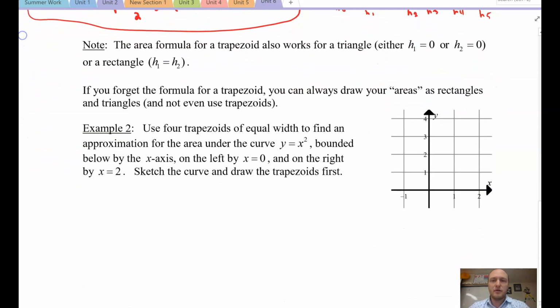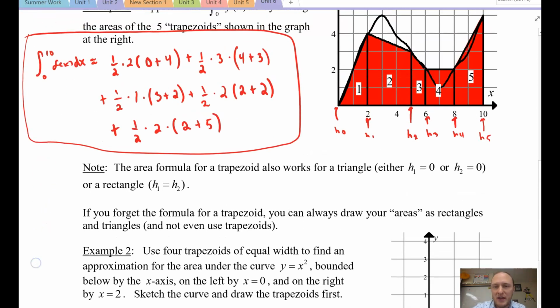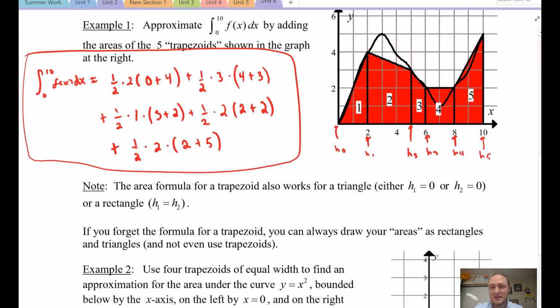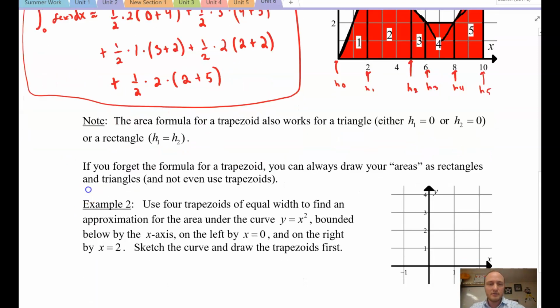Note the area formula for a trapezoid also works for a triangle, and I used that here. Height sub 0 here, I identified as 0. And it also works for a rectangle, where the heights are exactly the same. So if you forget the formula for a triangle, you can always draw your areas as rectangles and triangles. So if you're stuck and you don't know how to calculate this area, I can always piece this image off into a triangle and a rectangle.